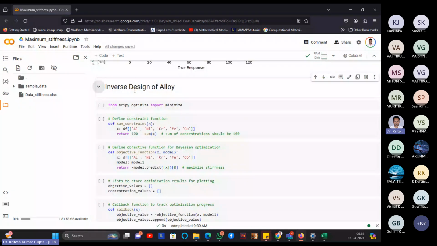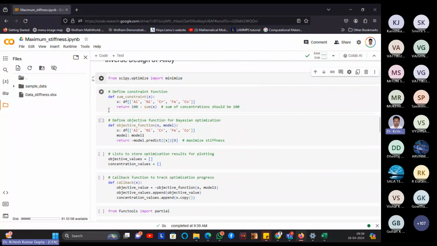So, inverse design of alloy. Inverse design of alloy means that we have some essence of the outcome. That essence is that we want to maximize stiffness. Here I'm going to utilize scipy.optimize. So from scipy.optimize, I'm importing minimize. I'm defining the constraint. What was the constraint? If you recall, the summation of all the input features must be 100. So I'm just looking for the feature settings for which this summation is 100. Otherwise it will be removed.